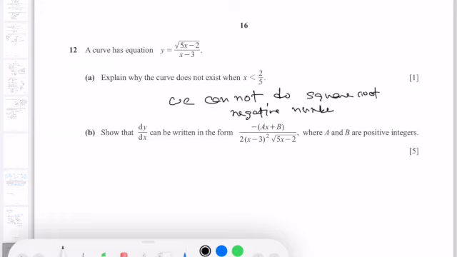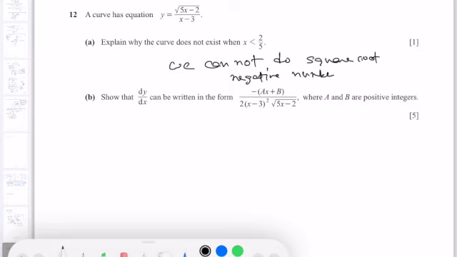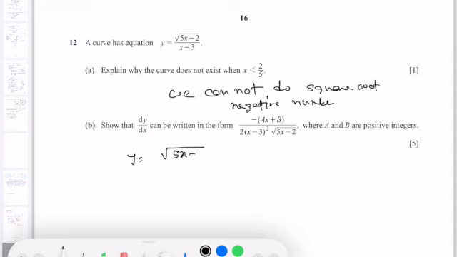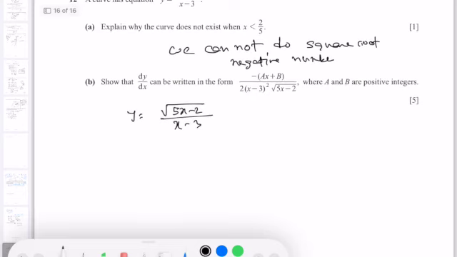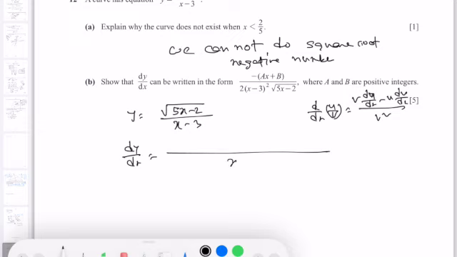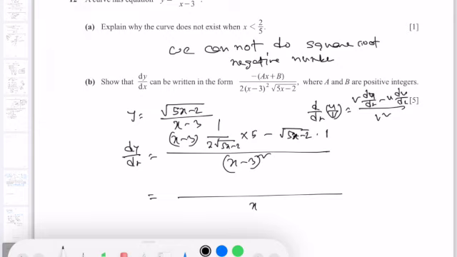Now dy/dx can be written in this form. So let us find dy/dx. That means we need to differentiate. Since y equals root of 5x minus 2 divided by x minus 3, dy/dx, this is u by v. So we can write d/dx of u by v equals (v du/dx minus u dv/dx) over v squared. Then we keep v as it is. I can differentiate u. We can write here (x minus 3) over 2 root 5x minus 2, into 5, minus, let me keep u, 5x minus 2, all over (x minus 3) whole squared.